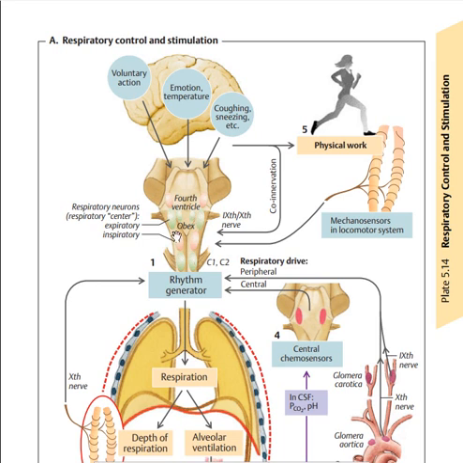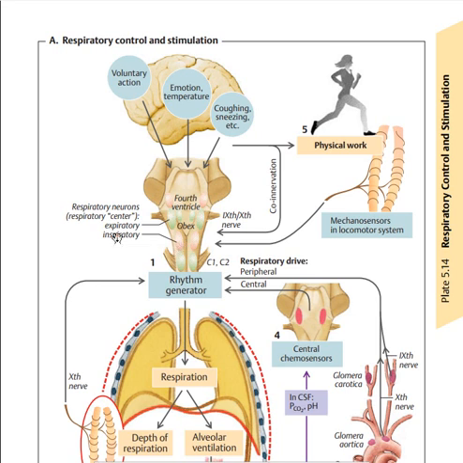Now we need to know that the respiratory center is divided into two main parts. We have the inspiratory center and we have the expiratory center. The inspiratory center is normally functional when you are doing normal activities, and the expiratory center is functional when you are doing exertion.